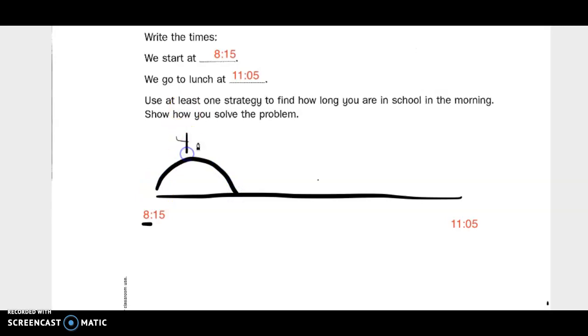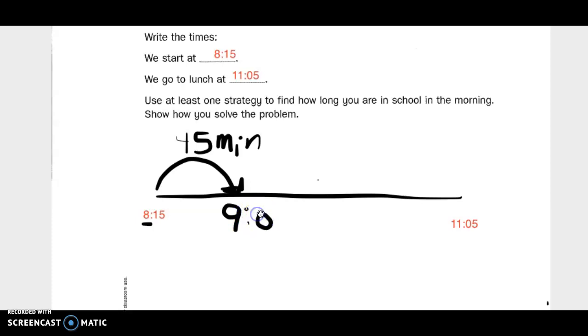So I would write a 45 and I would put M for minutes or MIN if you have space because that is our abbreviation. And then once we hop, right? If this is my arrow, I just hop to this point. We always write down our new time. So now it is 9 o'clock.